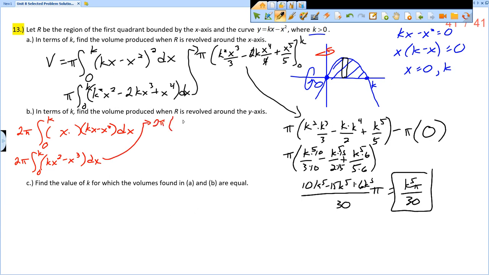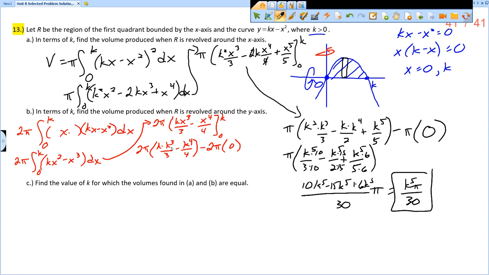What is the integral of kx squared? That would be kx cubed over 3 minus x to the fourth over 4, and then evaluate from 0 to k. All right, and so now I'm going to plug in k. So 2 pi times k cubed over 3 minus k to the fourth over 4, and then minus 2 pi times 0. So now I have k to the fourth over 3 minus k to the fourth over 4.